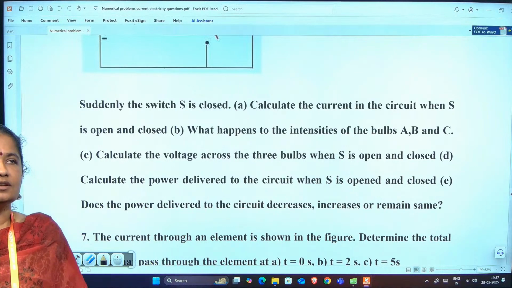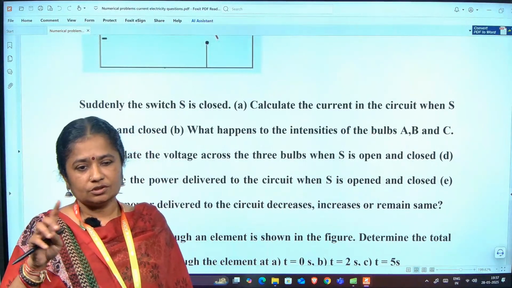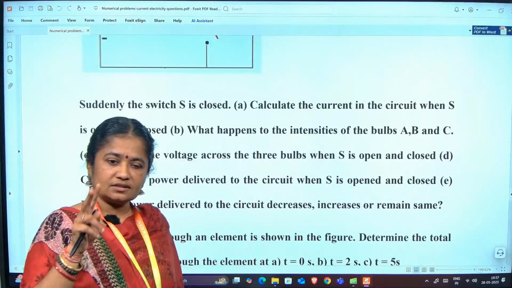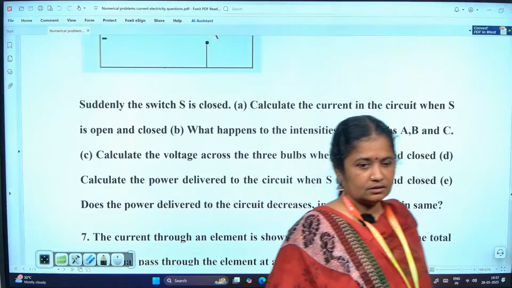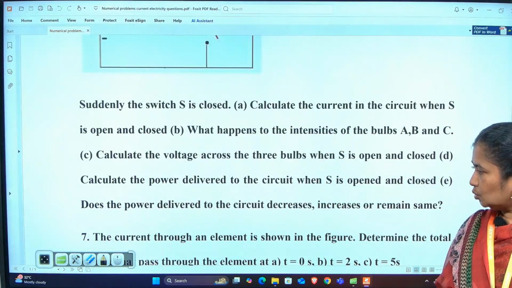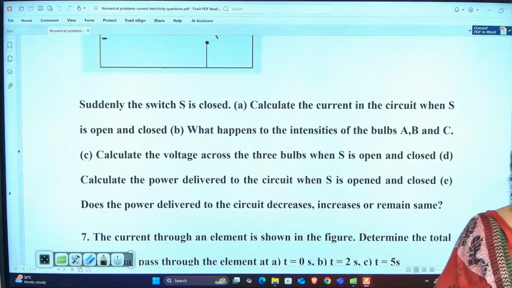So in case 1, you have all the three resistances in the circuit. The total resistance will be 3R when S is open, and when S is closed, the resistance reduces to 2R. Calculate the current, what will happen to the intensity, what will be the voltage, and finally calculate the power.